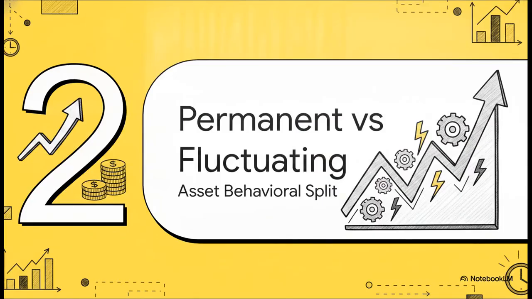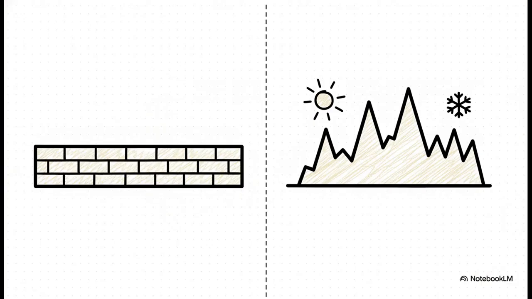Moving right along to Section 2, permanent versus fluctuating assets. To really grasp funding, we have to split our current assets into two distinct camps. On one side, we've got permanent current assets. That's the baseline liquidity you need to survive every single day. On the other side, fluctuating current assets, the temporary spikes you experience during busy seasons. Nailing this distinction is absolutely crucial for your exam because you end up financing these two categories entirely differently.